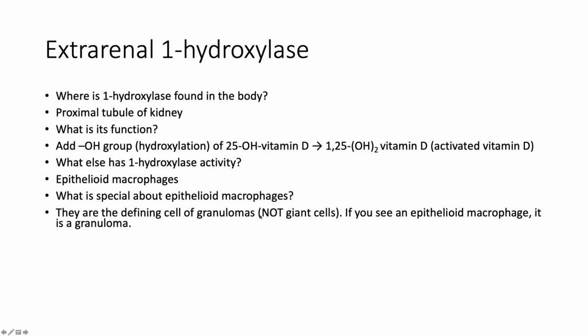Just like, for example, there's all those criteria for Kawasaki's disease. There's a ton of criteria for Kawasaki's disease. So you have to give all of the criteria for it to be Kawasaki's disease. So you'll see Kawasaki's disease has a really long vignette because they have to give you all of the different criteria. Same thing with epithelioid macrophages. If you see an epithelioid macrophage, it is a granuloma.